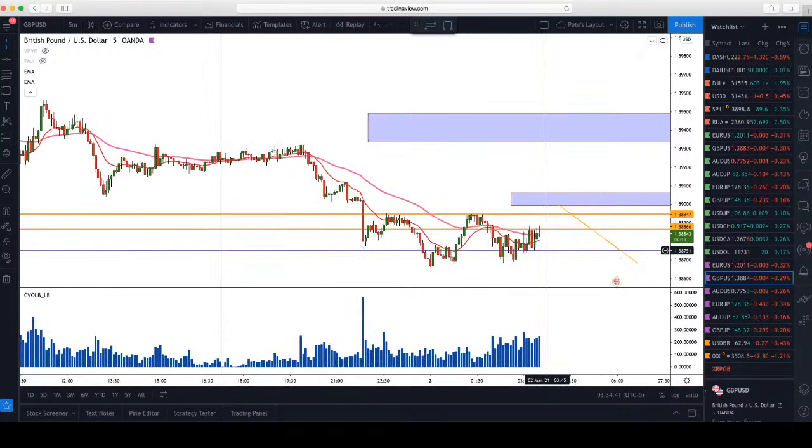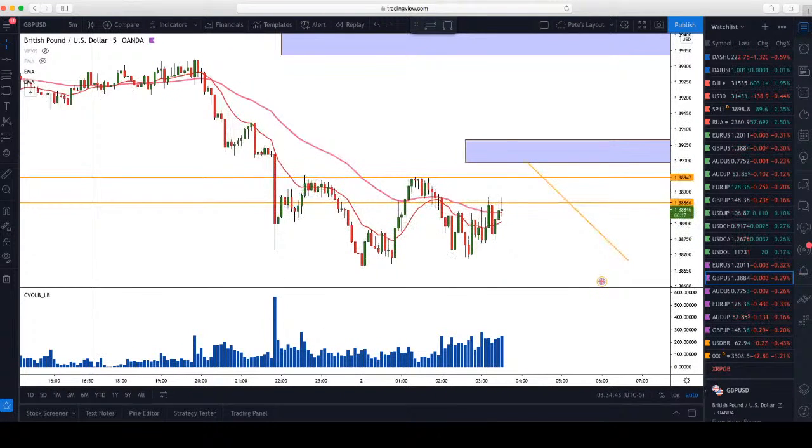So if we move up, we're looking for weakness to go short. If we move down, we'll see about something more aggressive.